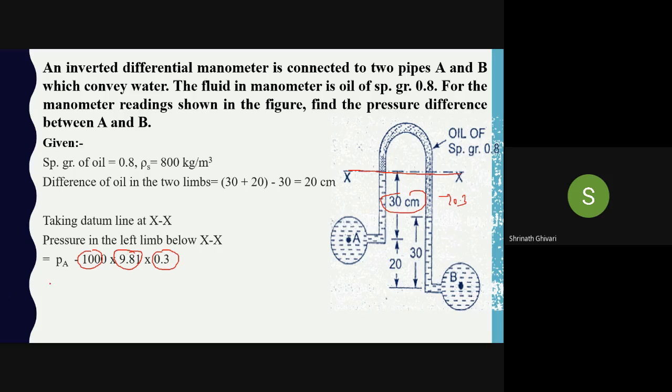Okay. Now we got, what is the answer for PA minus what? Total 1000 into 9.81 into 0.3, that is 2943. So PA minus 2943 is the first equation. Okay. Next.